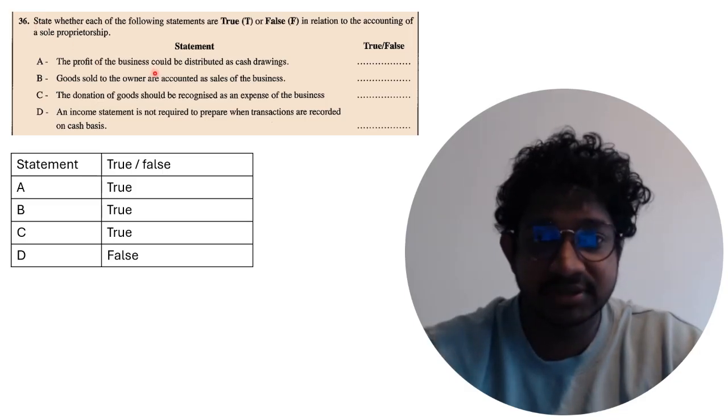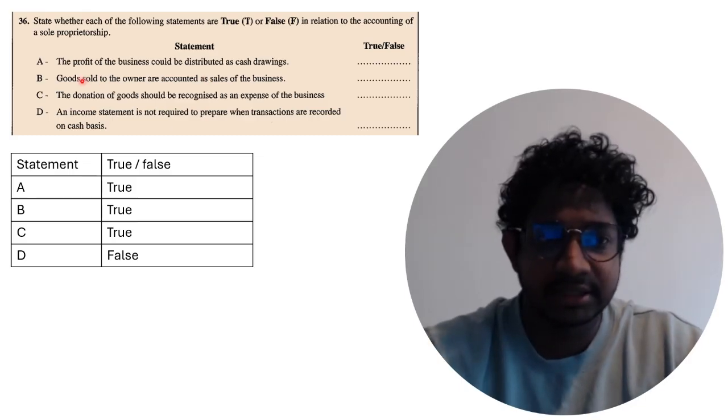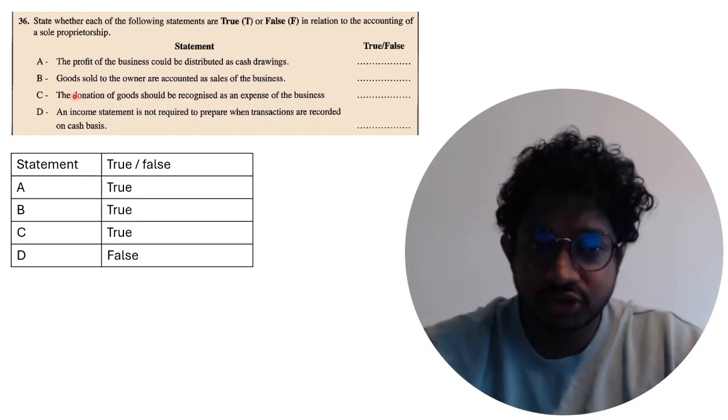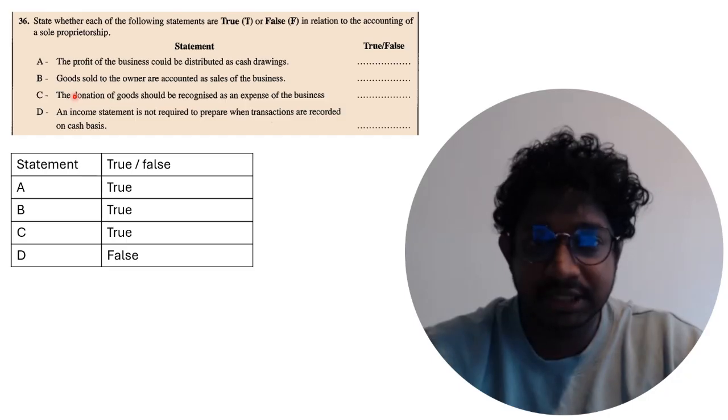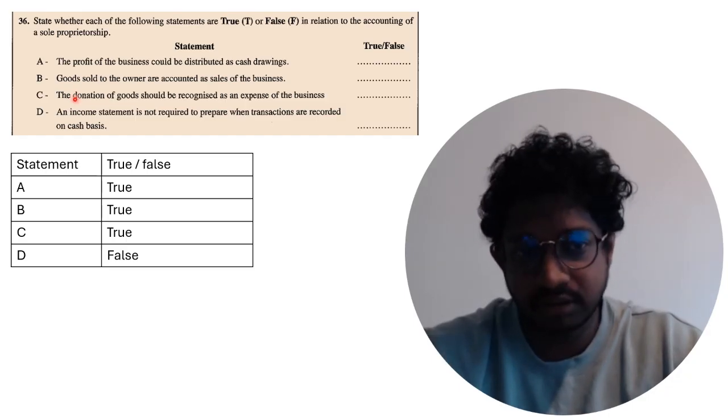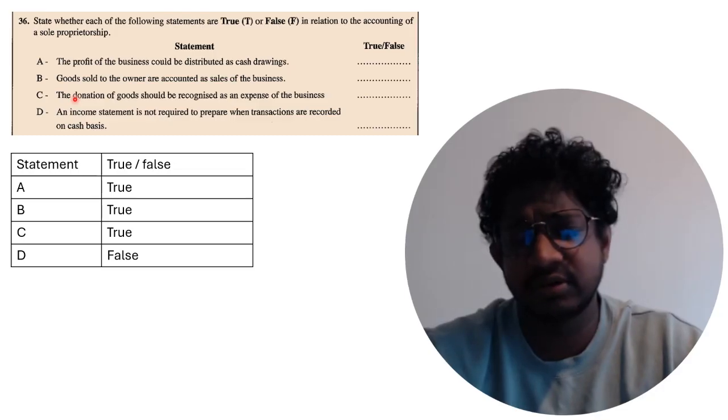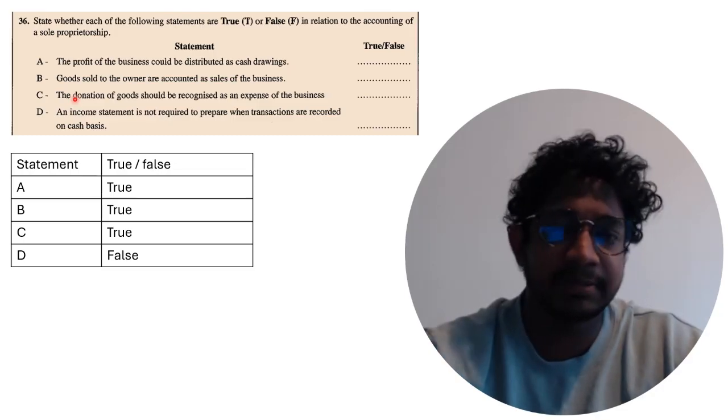Question 36, they are asking to state whether true or false in following statements. The profit of the business could be distributed as cash drawings. That's correct, can be in the sole proprietorship. Goods sold to owner are accounted as sale of the business. Yes, we can, because here again the business entity concept applies.